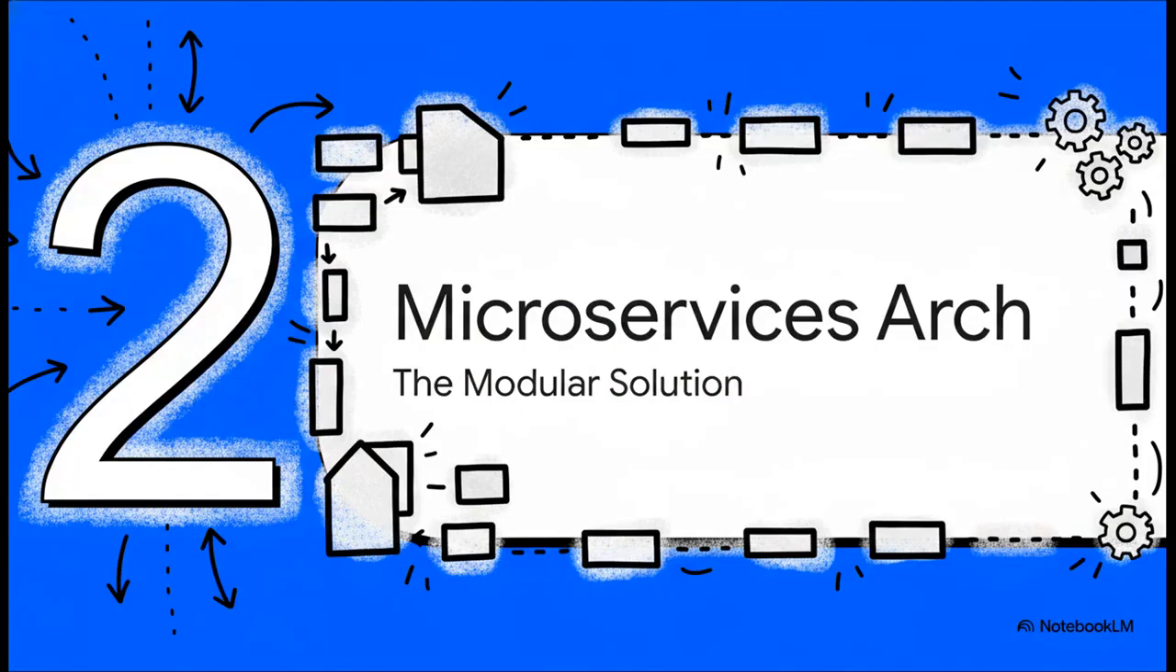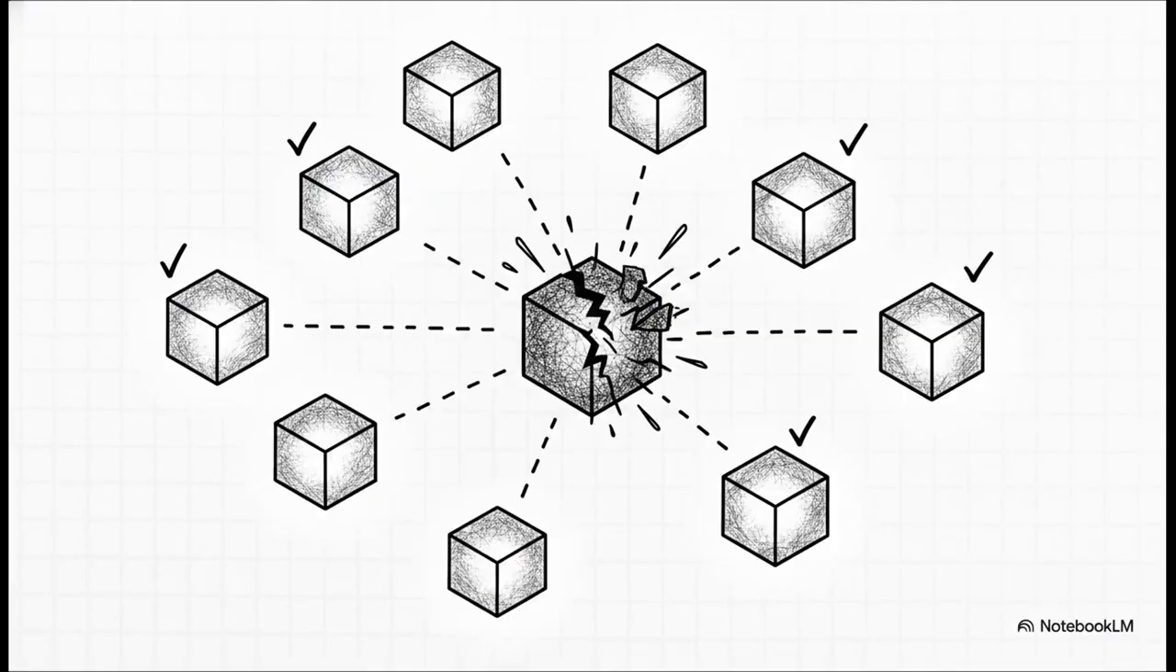Which brings us nicely to Section 2. Let's move to microservices architecture, the modular solution, and see how this builds a better system. To fix that terrifying domino effect, engineering teams made a huge pivot to microservices. Instead of one massive, tightly coupled block, you chop the application up into small, autonomous services. It's exactly like building a modern ship with separate, watertight compartments.